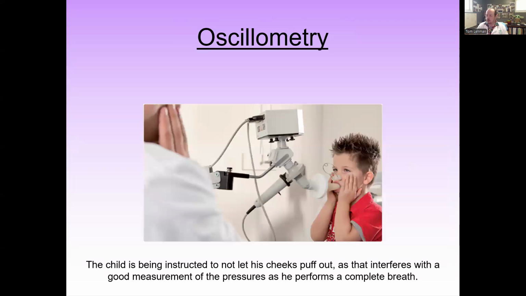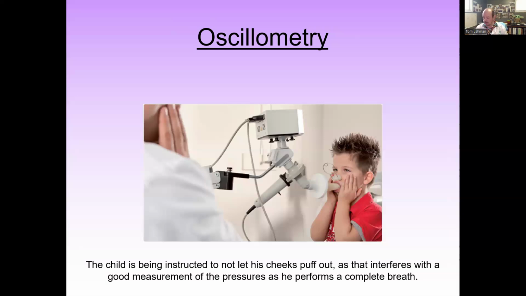Now, we said spirometry was lung volumes. Oscillometry is measuring lung pressures. And so you put the little device in the kid's mouth while they breathe into it. There's a little clip on the nose. The instructor is showing them not to let the cheeks puff out because that'll mess up the test. Hold the cheeks in, and you take a full breath in, full breath out. And the change in pressure over the entire breath can be indicative of irritation, obstruction, poor ventilation.